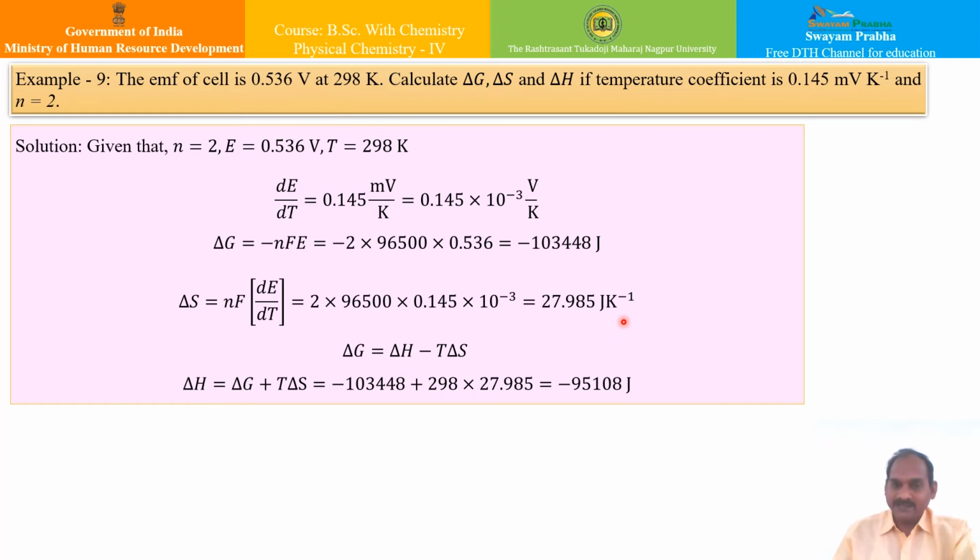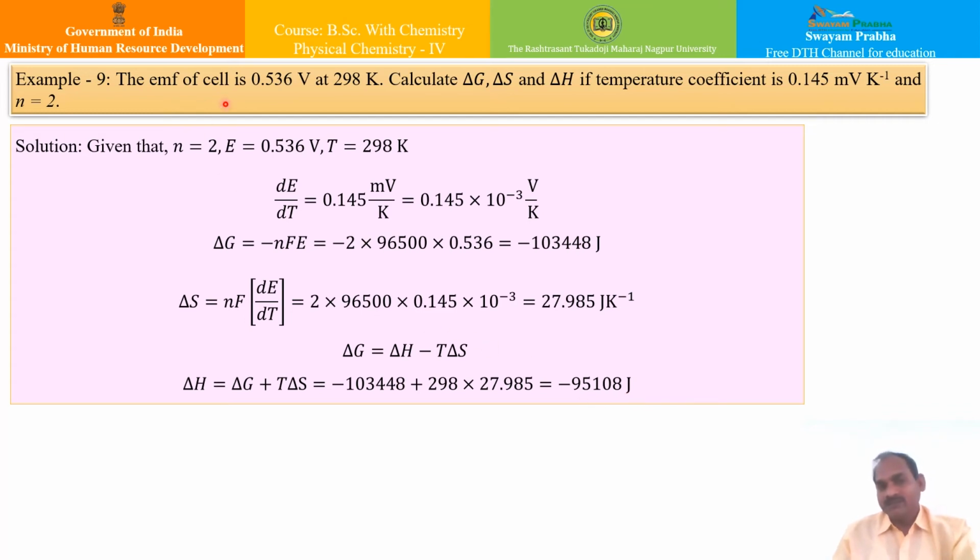That is delta S. Now I know the Gibbs-Helmholtz equation, that is delta G is equal to delta H minus T delta S. If I rearrange this, delta H is equal to delta G plus T delta S. So I will substitute the value of delta G, I will substitute the value of delta S, and I know T. If I substitute all the values, I get delta H is equal to minus 95,108 joules.